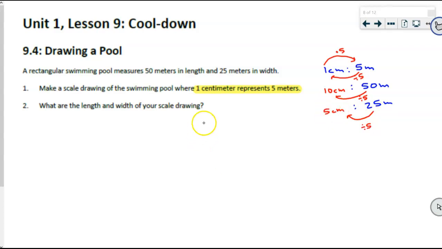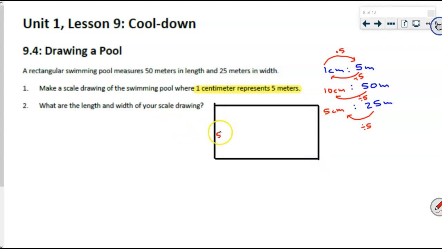So when I draw my scale drawing, and I am not going to go to the paper and pen again for this one, when I draw this, these lengths should be 5 centimeters and 10 centimeters. I'll label them. That 10 centimeters represents an actual distance of 50 meters, and the 5 centimeters represents an actual distance of 25 meters.